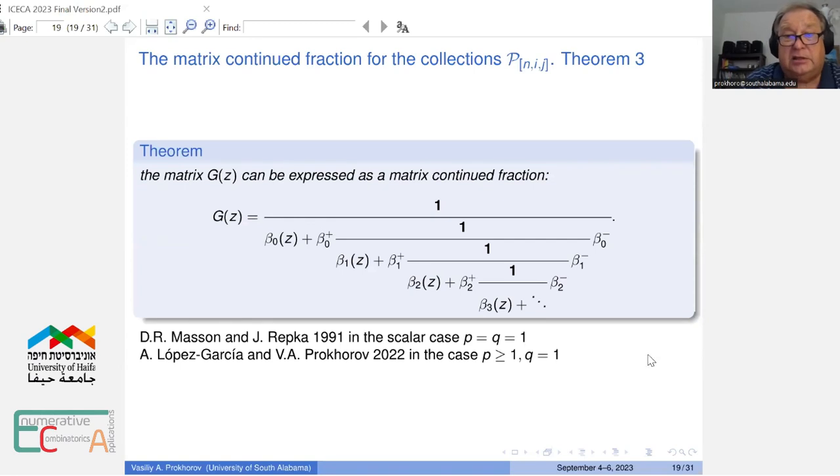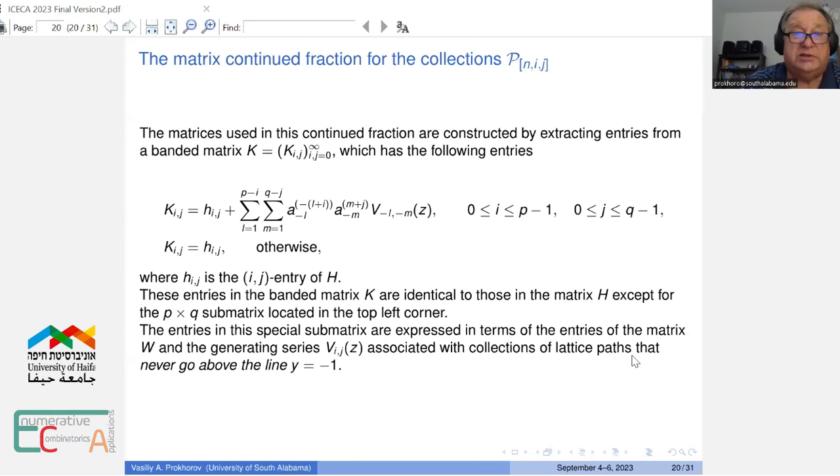And let's see how we can construct the matrices B. Instead of matrix H, now we'll use matrix K, and almost all elements of matrix K are the same as elements of matrix H, except the P by Q submatrix located in the top left corner. And we can see the formula for these elements with V, I, J, Z, which are generating series associated with the collection of lattice paths that never go above the line y equals -1.